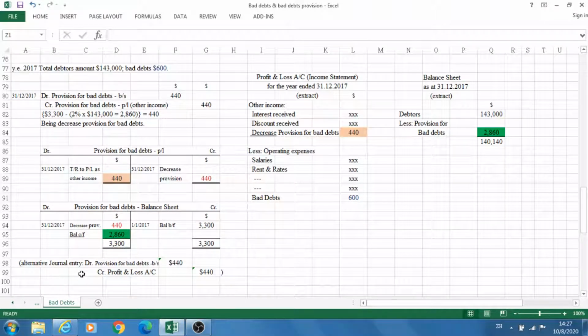Alternative journal entry: debit provision for bad debts, balance sheet account 440. Credit profit and loss account 440 for the decreased provision for bad debts.